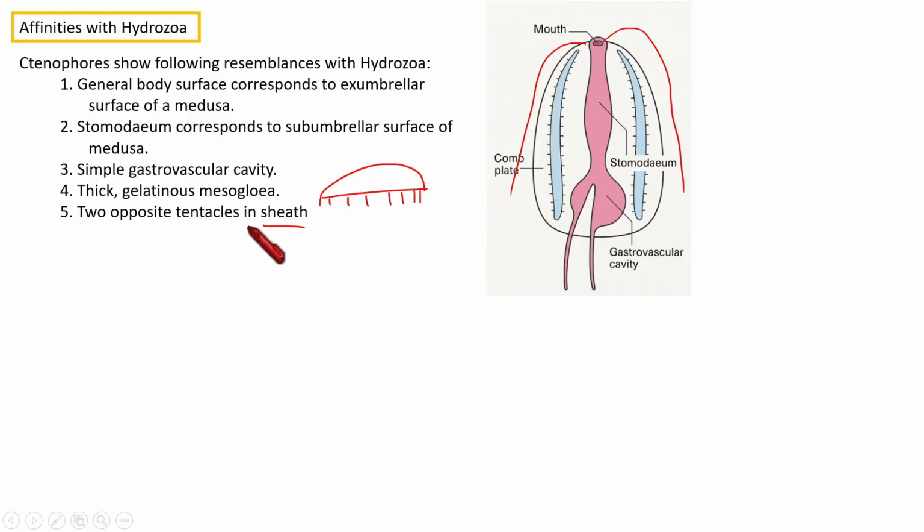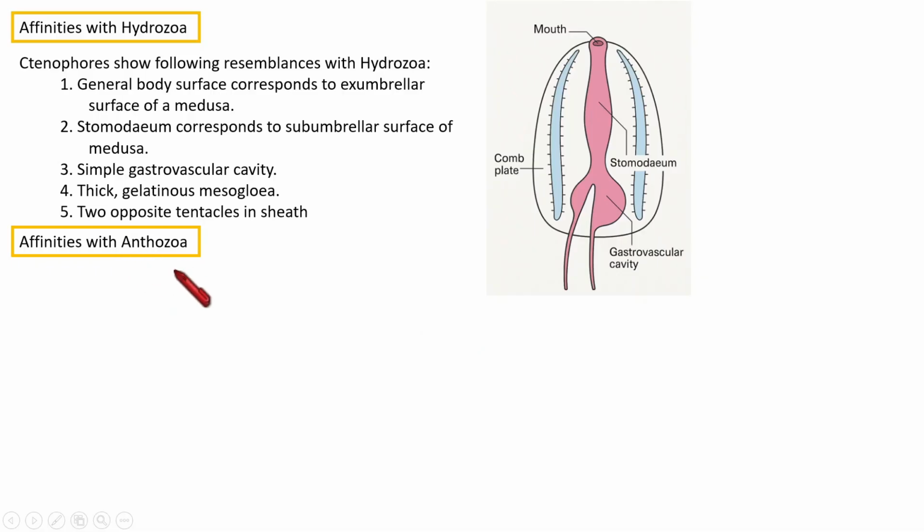Okay. Next, we are going to see the affinities of ctenophora with the anthozoa. This is another class that comes under the phylum Cnidaria. The first point is, in anthozoa, that is in sea anemones, corals, they possess certain ciliated cells in their ectoderm. Those ciliated cells are considered as the forerunner or precursor structure of the comb plate that is seen in ctenophores. Comb plate, I already mentioned in the beginning of this video, and here I am just drawing it to show you what a comb plate is.